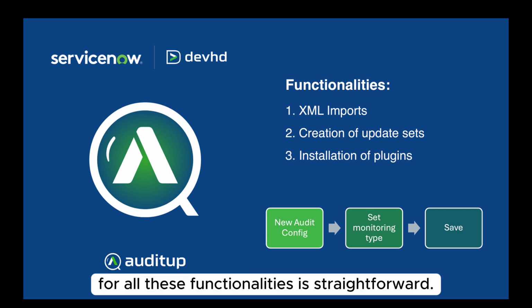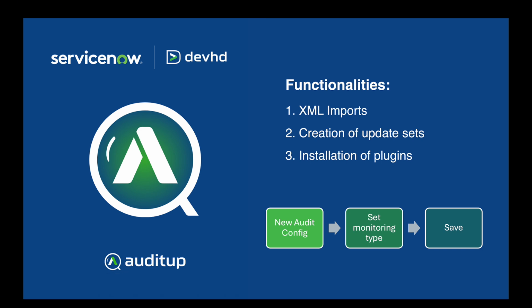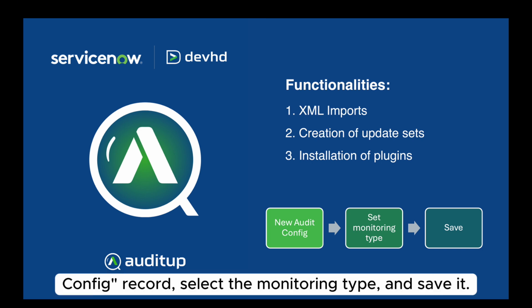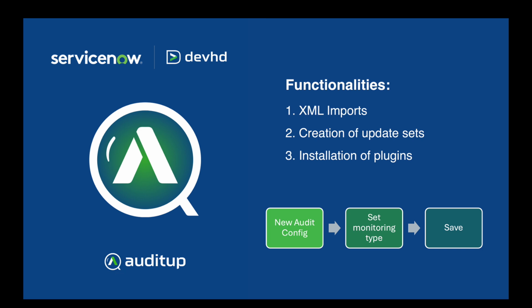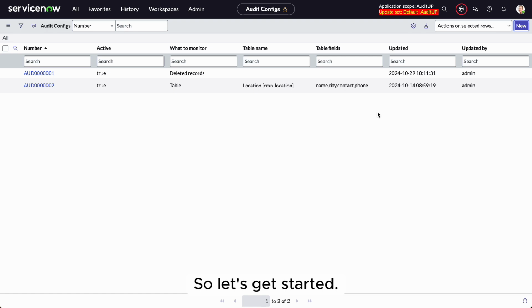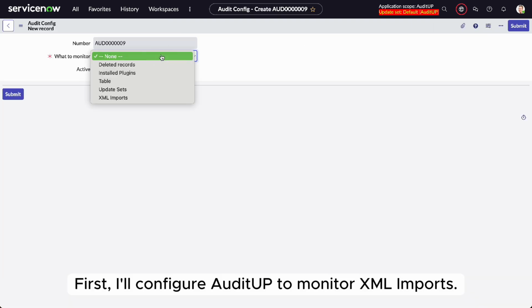The setup process for all these functionalities is straightforward. All you need to do is create an audit config record, select the monitoring type, and save it. There are no additional configuration steps required. It's that simple. So let's get started. First, I'll configure AuditUP to monitor XML imports.